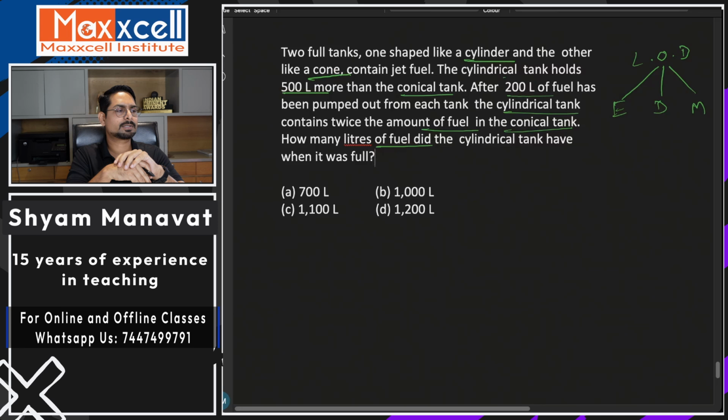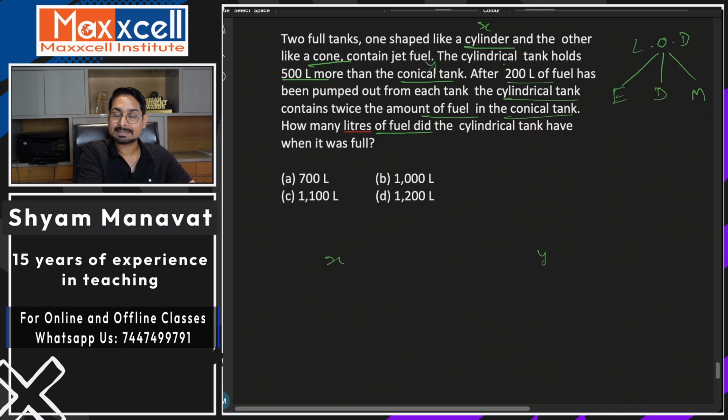So there is no mention of radius, height, slant height, nothing like that. They are talking about volume, but they are not talking about the formula of volume to be compared, right? So in that case, we can directly assume what? Volume of cylinder, let's say, is X and volume of conical tank here is Y. This is important to identify: don't apply the formula of volume directly. Because they mention volume, you apply the formula of volume? No. Hold on. Just check the question.